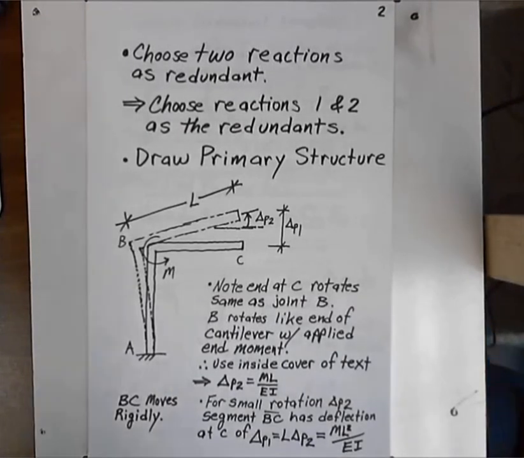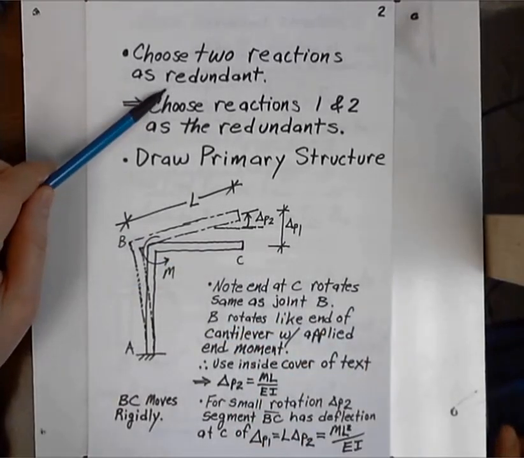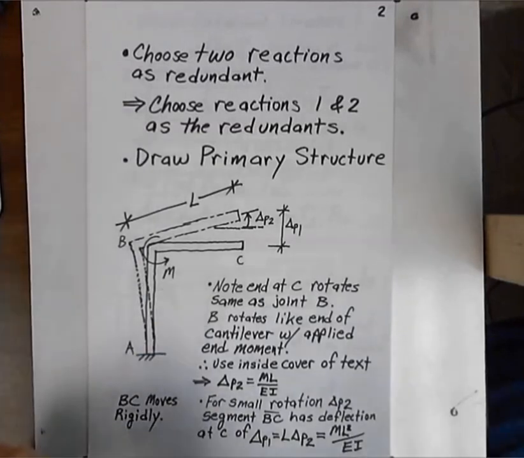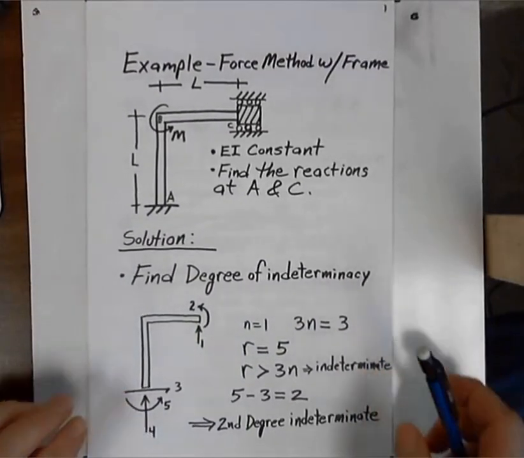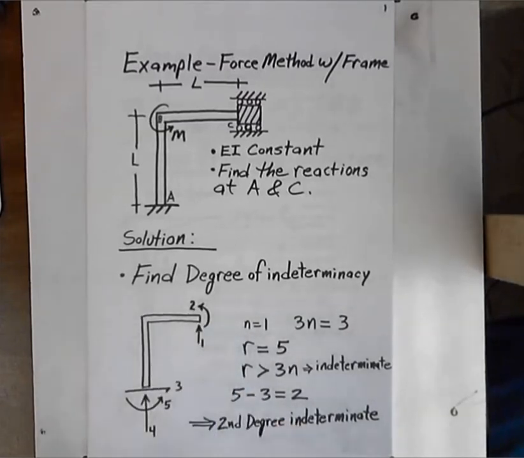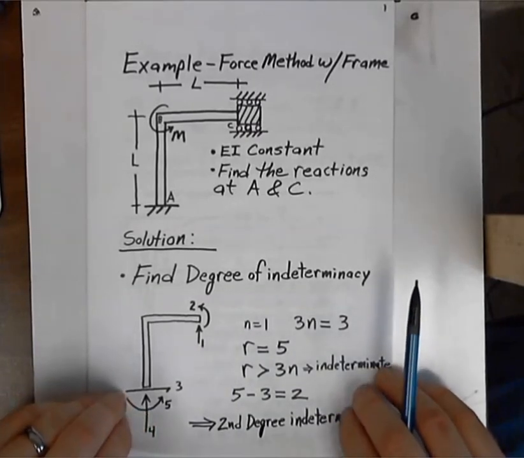Knowing that our structure is second degree indeterminate, we need to choose 2 reactions as redundants. And so we are going to choose reactions 1 and 2 as the redundants. If you recall, in our original numbering of the reactions, reactions 1 and 2 were at joint C. We have the vertical reaction at 1, and we have a moment reaction at degree of freedom 2.